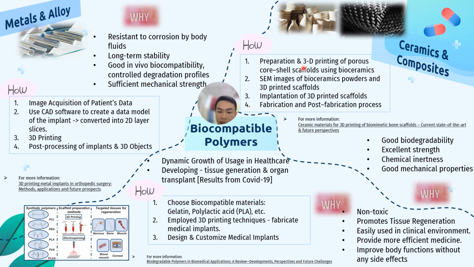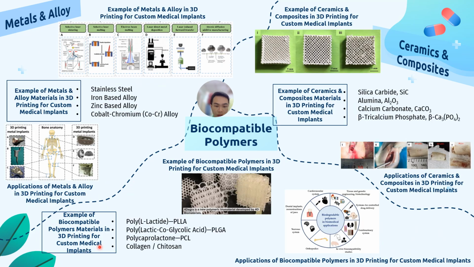Like the first is preparation and 3D printing of porous core-shell scaffolds using bioceramics, and the second is the SEM image of bioceramics powders and 3D printed scaffolds. The third is implantation of 3D printed scaffolds, and the fourth one is fabrication and post-fabrication process. So metals and alloys are like here, and then the biocompatible polymers and the ceramics and composites. These are the examples of metals and alloys, biocompatible polymers, and ceramic composites used in 3D printing techniques for medical implants. The first one we look at is the metals and alloys.